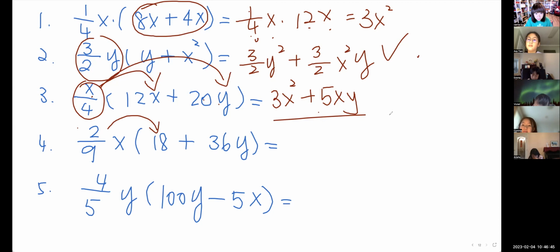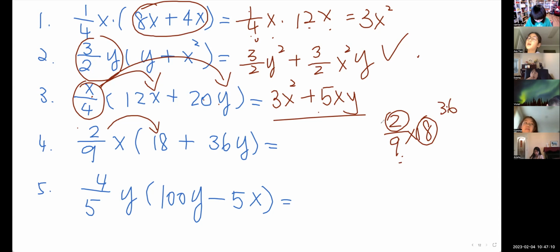So 2 over 9 times 18 equals what, Eva? Just do 2 times 18, then divided by 9. Correct? Equals 3? So 2 times 18 equals what? Equals 36. 36 divided by 9 equals what? 4. Very good. So 4.